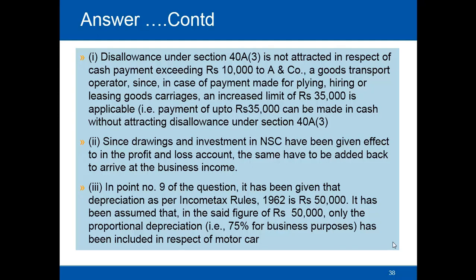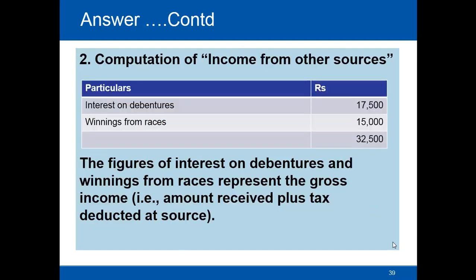Now further, point number 9 of the question, it has been given that depreciation as per the Income Tax Rules, 1962 is 50,000. So it has been assumed that in the said figure, 50,000 rupees is only the proportional depreciation, which is 75% for business purpose, and has been included in respect of the motor car. So what it says is that the 50,000 depreciation, as per the Income Tax Rules, 1962, is in fact equivalent to 75%. And so we have actually reduced 50,000 totally from his profits. So this is the assumption here.